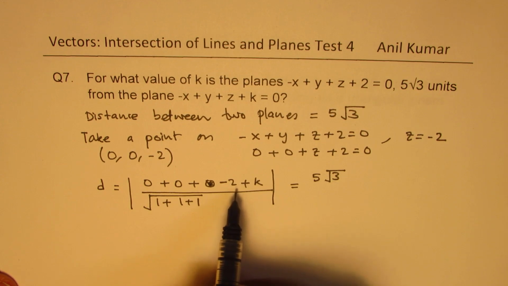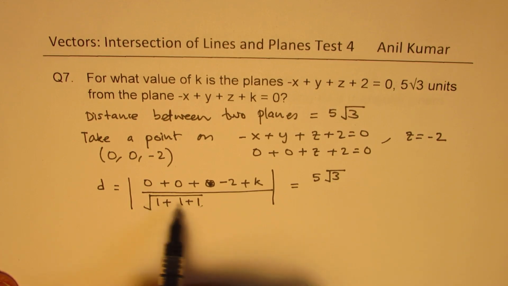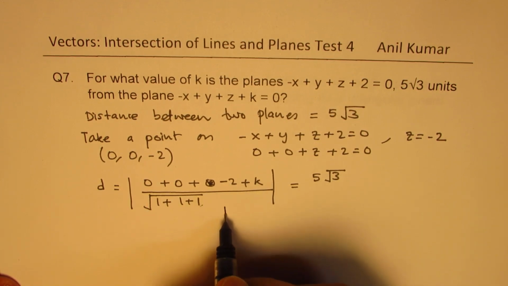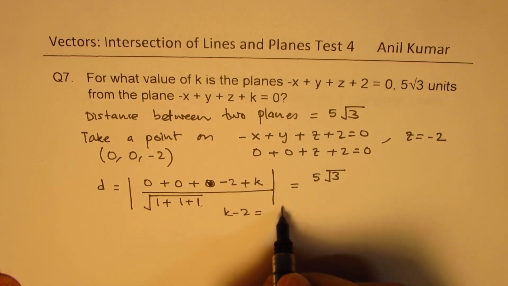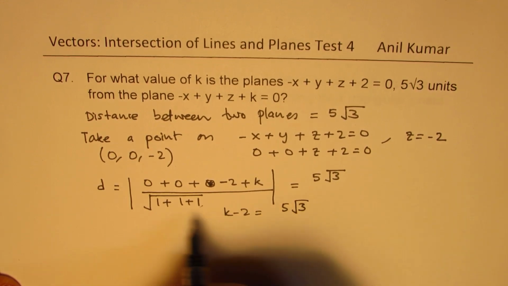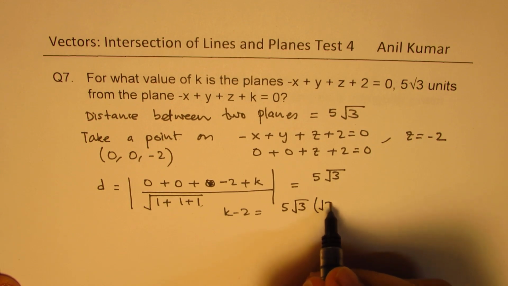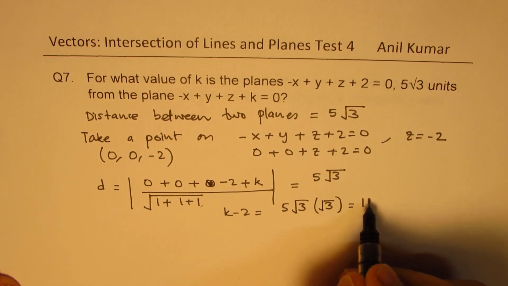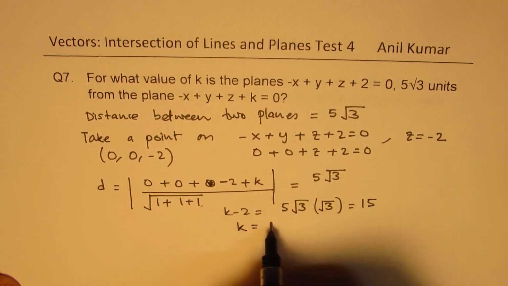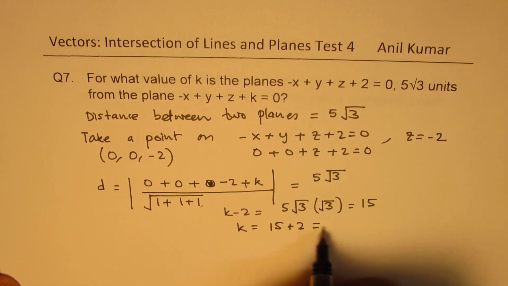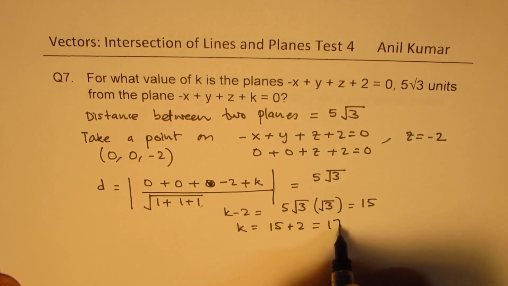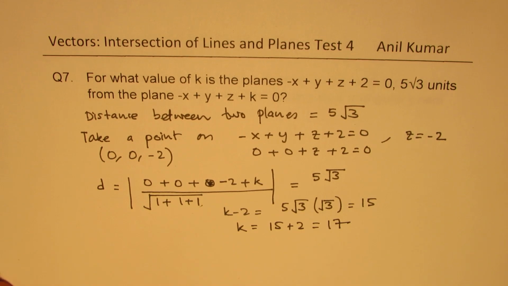So what we get here is, this is square root 3, right? So we get k minus 2 equals 5 square root 3. So that is square root 3 multiplied by square root 3, which is 15, so the value of k is 15 plus 2, which is equal to 17, right? So that is one value.